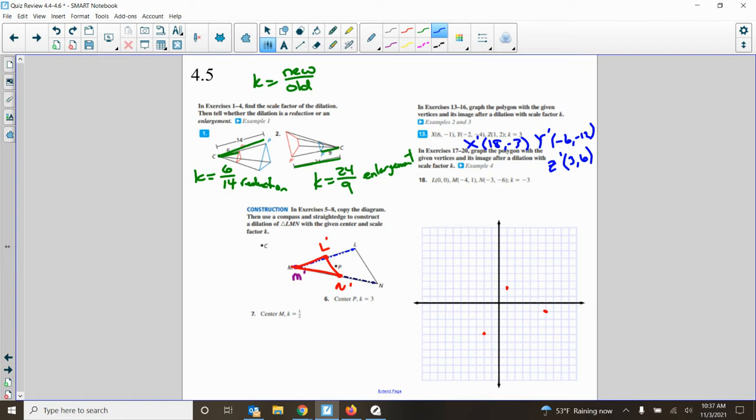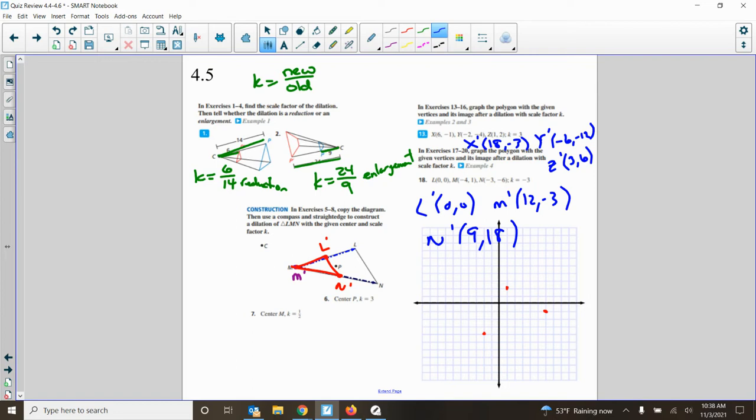Number 18 is kind of the same way, with k being -3. Again, you would make it bigger, but now you're going in the opposite direction of the ray, the direction the ray initially went. So let's just find these points. L prime would still be 0, 0, because 0 times -3 is still 0. M prime would be 12, -3. And N prime would be 9, 18. No graphs are really needed on that, and if you had to graph it, you can plot that very easily. I know that you know how to do that.